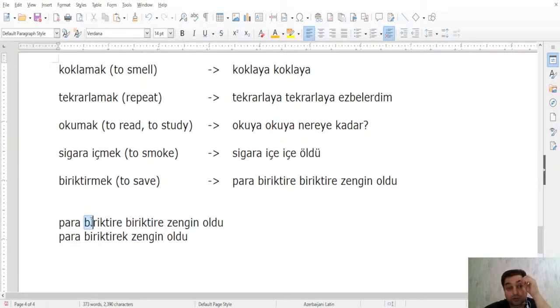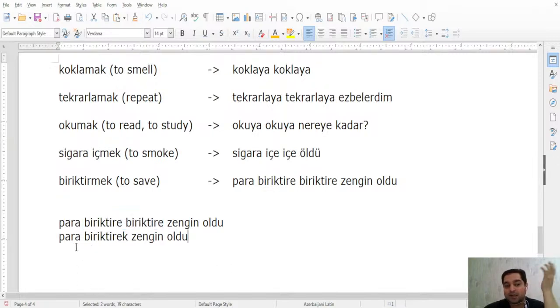But here in the first sentence, with biriktire, you usually focus on the repetition, that this person became rich by focusing on saving continuously. There is an emphasis here on his ability to continuously save, on that person doing it repetitively. That is why he became rich. Para biriktire zengin oldu.